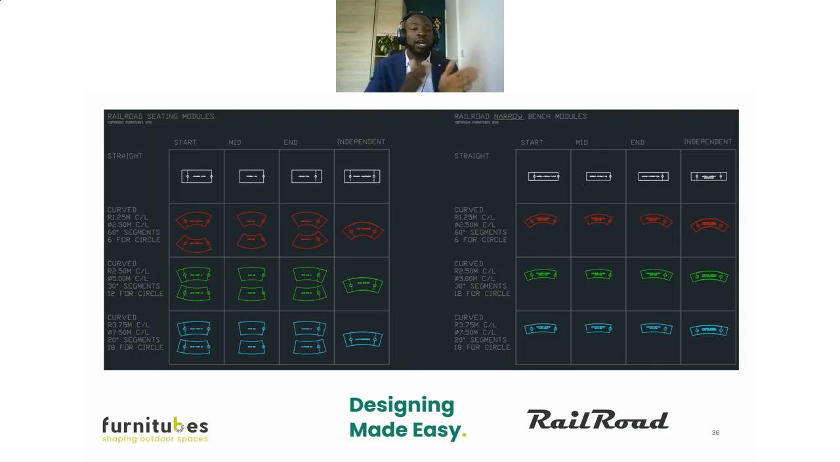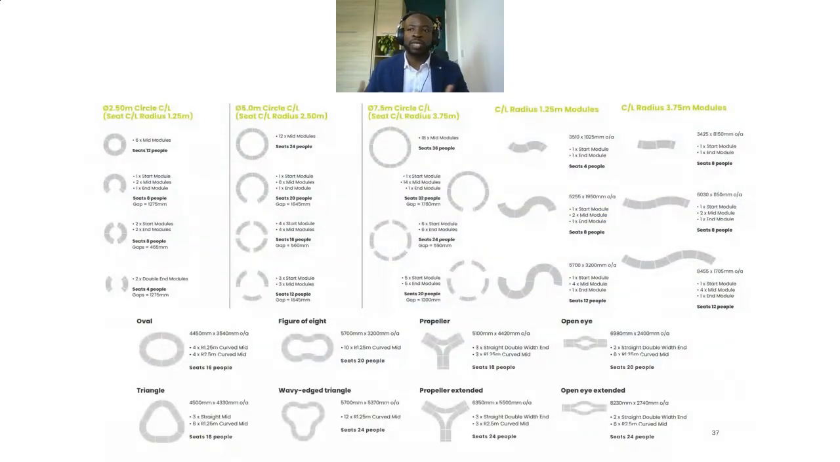Or you can have a start and an end, or you can just have independent benches on their own with the supports. There's also the narrow version, which can be used. The only thing is, if backrests are required, you do need to use a standard 700 width seating. So these can be supplied for easy drawings. And these are some of the possibilities in terms of arrangements that can be made from the curved and straight edges.